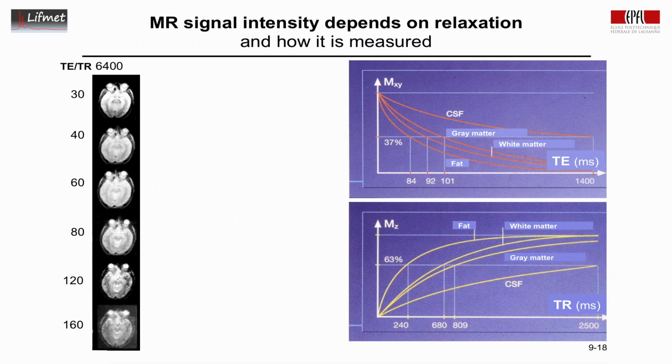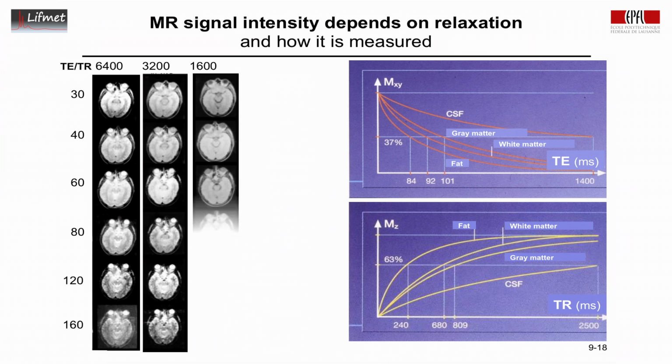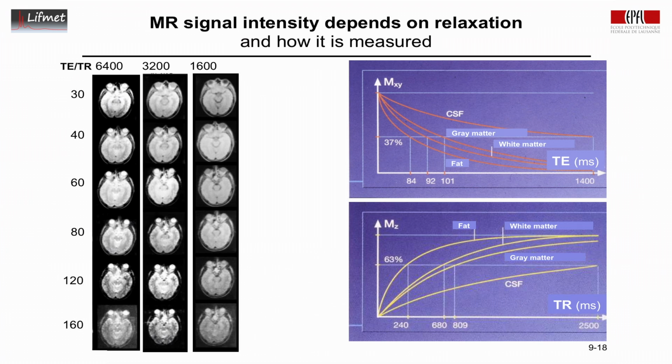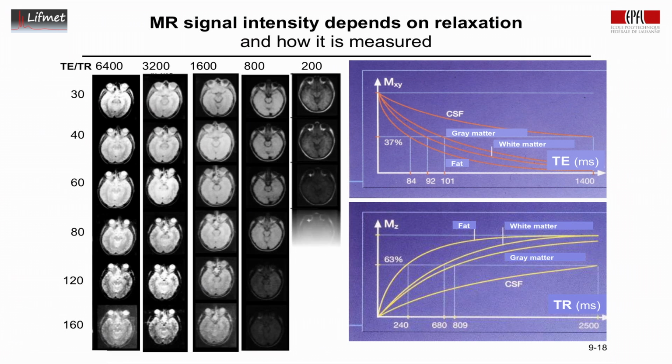As we start reducing the TR, we're starting to have increasing effects of T1, and we're also starting to see that the images are getting darker. That is a consequence of not being over here, but being more and more closer to this situation. We're here at 800 milliseconds, and here is 200 milliseconds.